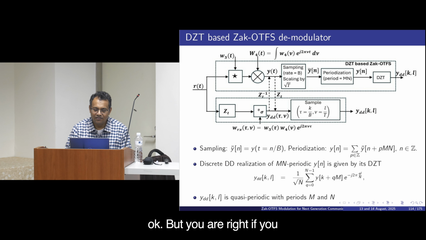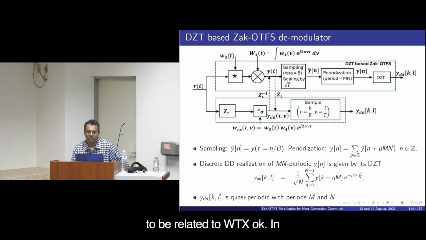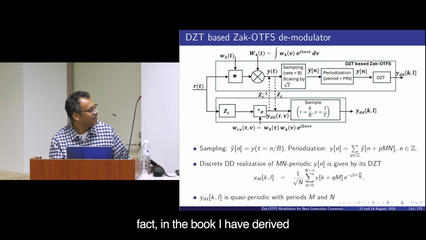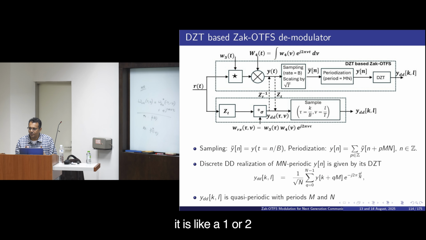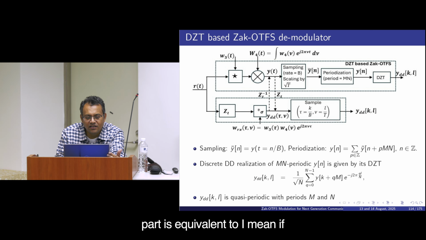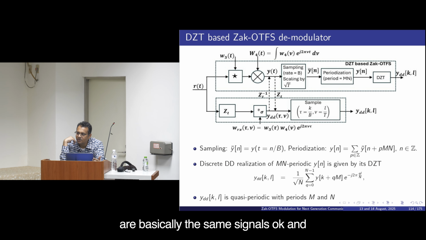But you are right, if you really want to do a matched filter, it cannot be just anything, it has to be related to W_TX, okay. In fact, in the book I have derived why W_RX should be of this form. It is a one or two page proof in the appendices of the second chapter. Now this first part is equivalent to doing a two-stage convolution with this filter, and you can do the same thing in time like this. Therefore, this Y_DD and this y(t) are basically the same signals, okay.